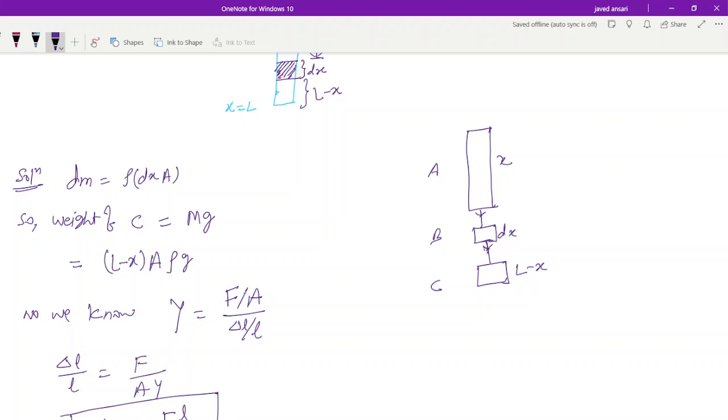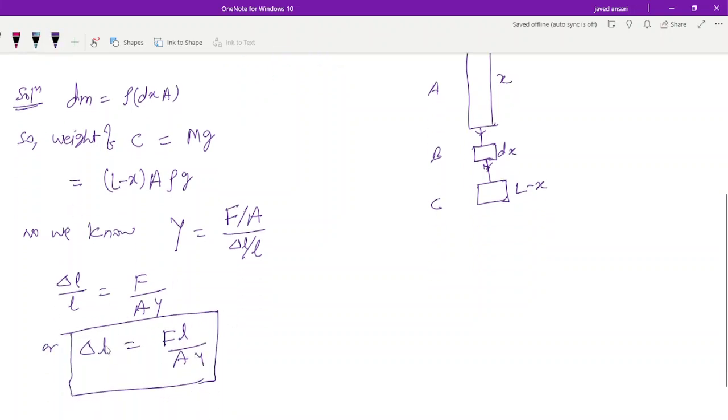Now let's use this formula in our case. In our case, I have just considered this smaller part, whose original length was dx. What we are going to find out is the elongation in this smaller part, delta L of this dx. What is going to be the elongation of this smaller part because of this weight? So the elongation in the smallest part.